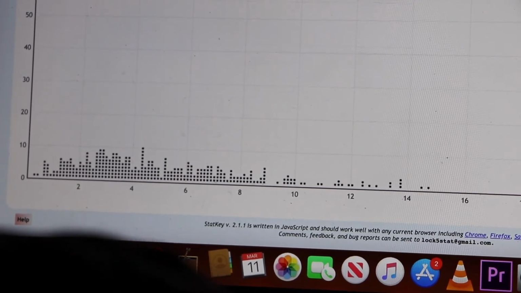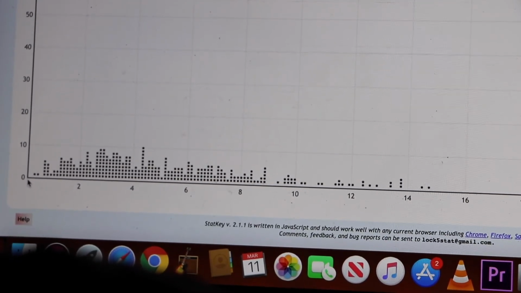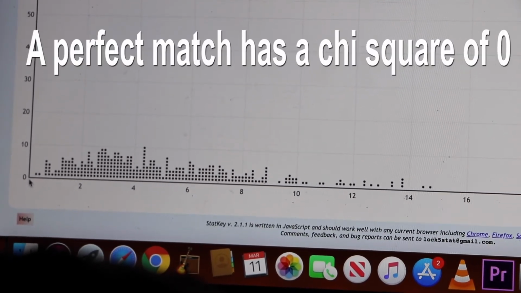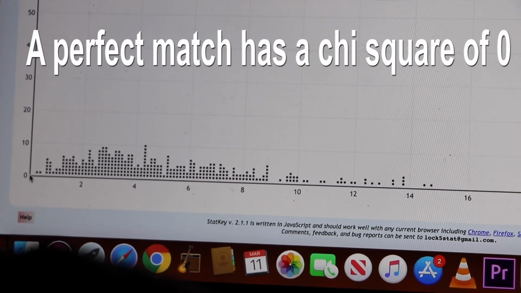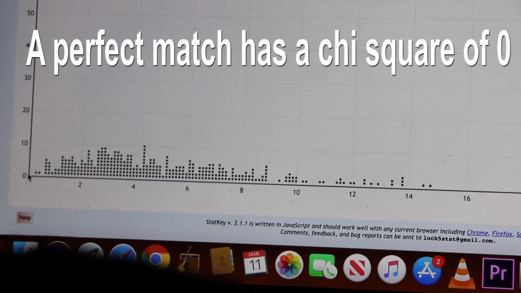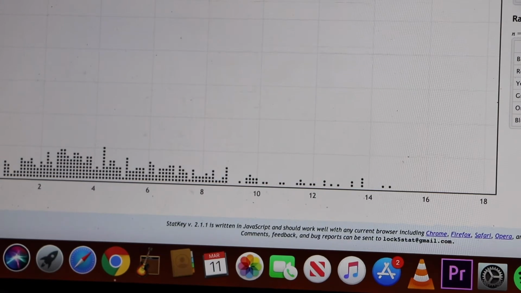Notice how these numbers here go from 0. That should make sense. Think about it. If the observed minus expected were all the same, this is perfect. So in this case here, a perfect chi-squared is 0. That means all the observed matched all the expected. Okay. And I'm going to generate now 100 samples.